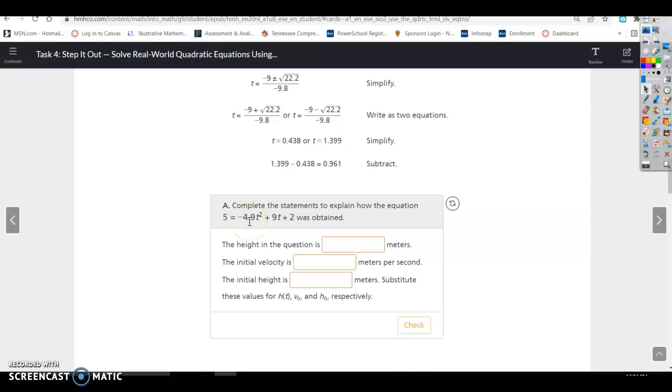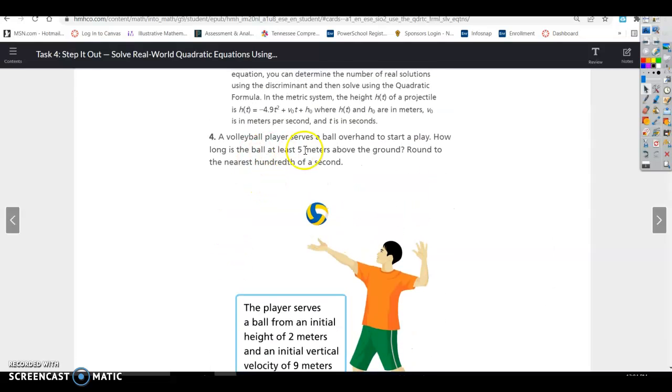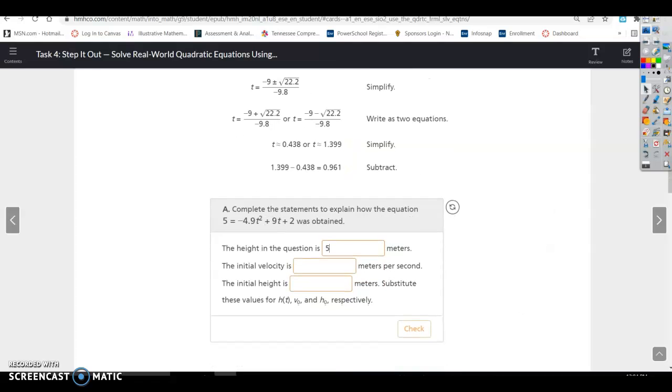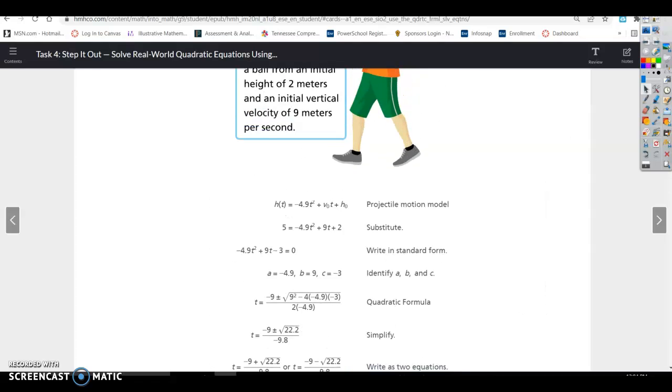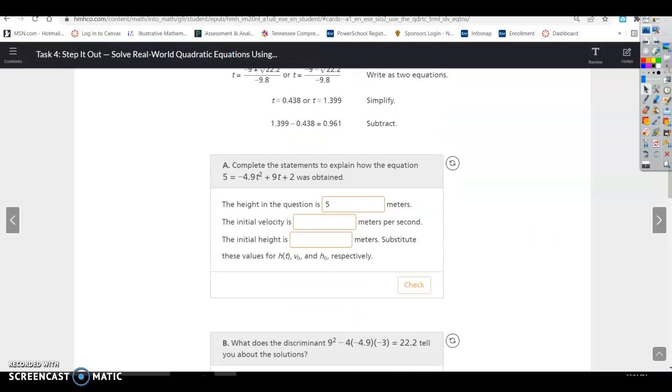It says complete the statement to explain how the equation was obtained. The height in the question is 5 meters. That's what we wanted, and that's from the equation up here. That's what we wanted right here, 5 meters. And then it says the initial velocity and initial height. That came from the image right here. Initial height is 2 meters and initial velocity 9.